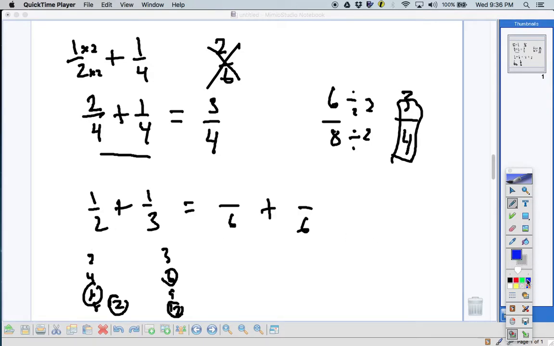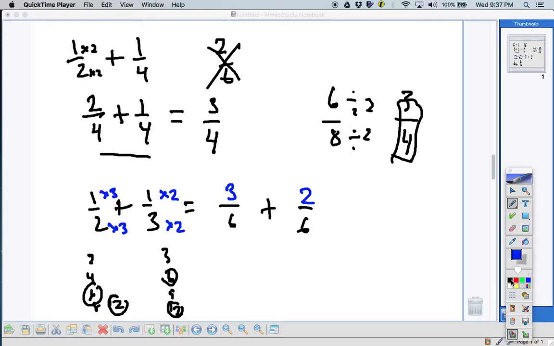Let me change the color here. So we're going to multiply this by 3. And whatever you do to the bottom, you also do to the top. So we're going to multiply this by 3, and 1 times 3 is the number 3. We're going to do the same thing over here. How did we get from 3 to 6? In this case, we multiplied by 2. And once you do something to the bottom, you always do the same thing to the top. So 3 times 2 is 6, and 1 times 2 is 2.